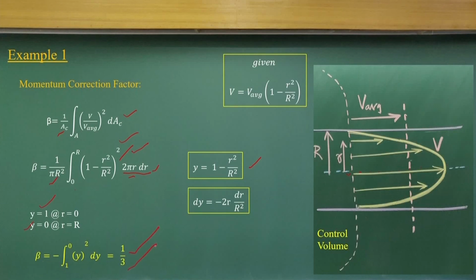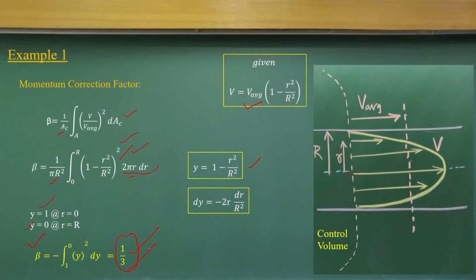So, in the laminar flow case, whatever the flow, for these velocity distributions, the beta factor comes to 1 by third. That means if you compute the momentum flux using the average velocity, the actual momentum flux going through that surface, if it follows these velocity distributions, will be 1/3 of that.